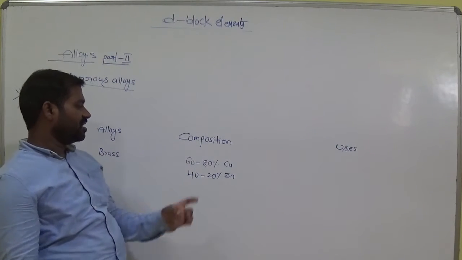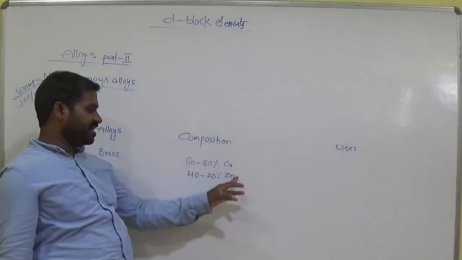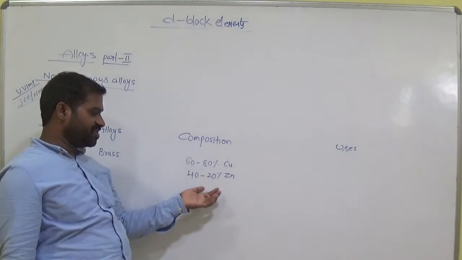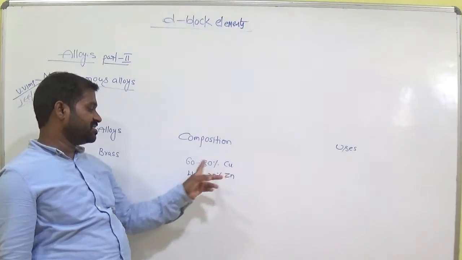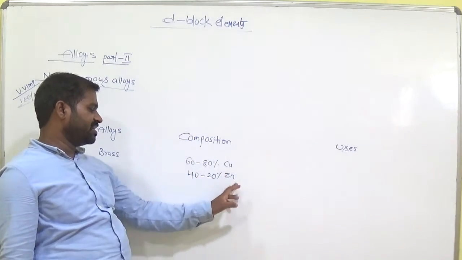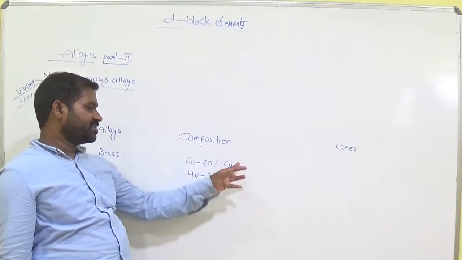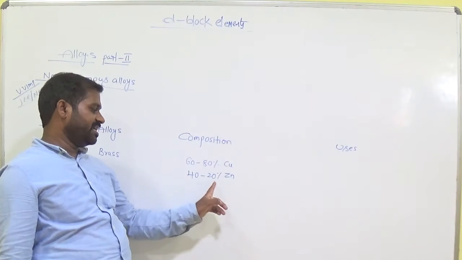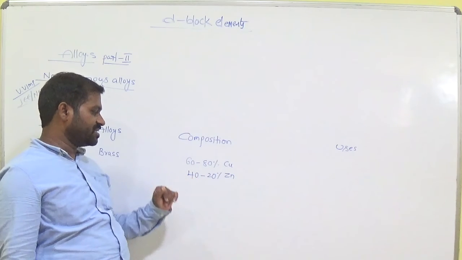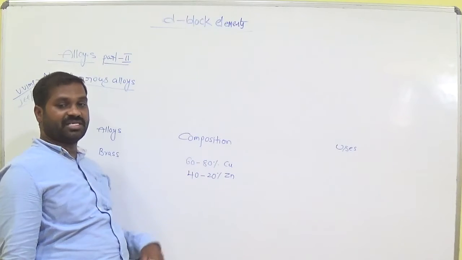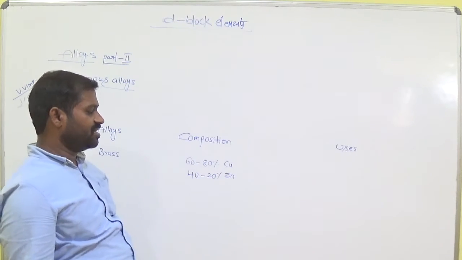Brass is the combination of copper and zinc. Now what is the composition? That means how much percent they are present in brass? Copper 60 to 80%, zinc 40 to 20%. Suppose copper 80%, zinc is 20%, total 100. Suppose copper is 60% and zinc is 40%. That is the composition.